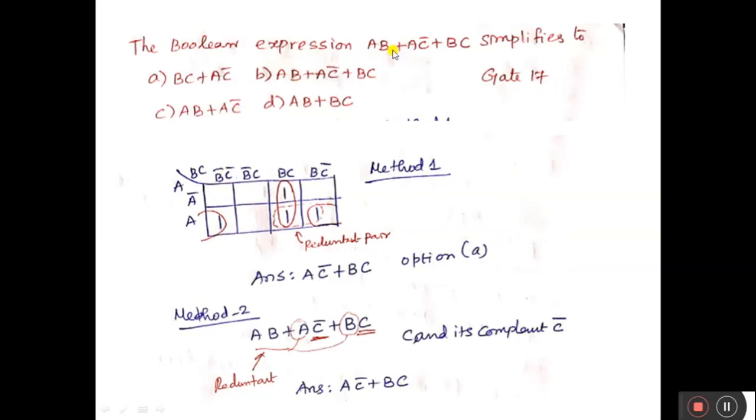So here the question is based on three variables, so a three variable K-map is drawn here. A, B, C: A bar, A, B bar C bar, B bar C, BC and BC bar. As per the question, the first term is AB. AB appears here. This is A and this is B, C, B, C bar. So I can write 1, 1.